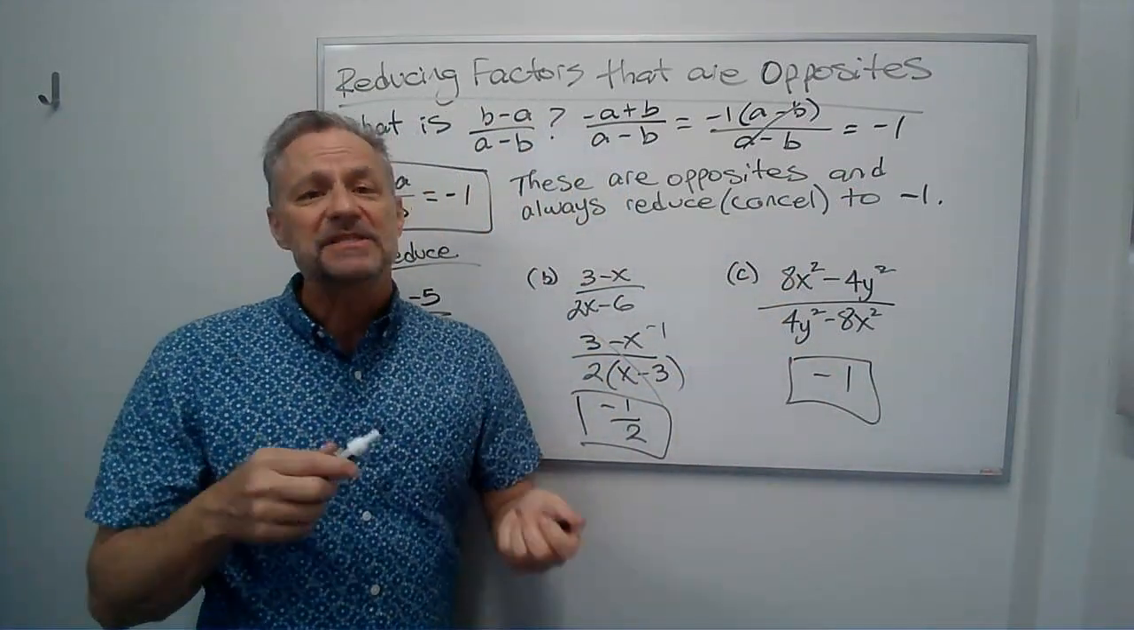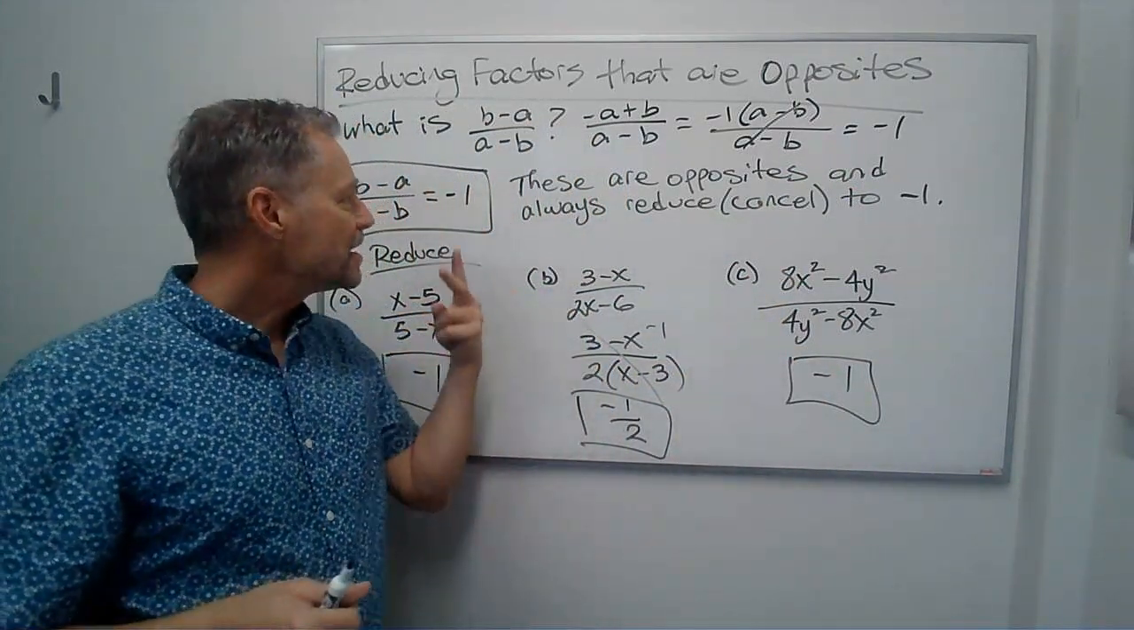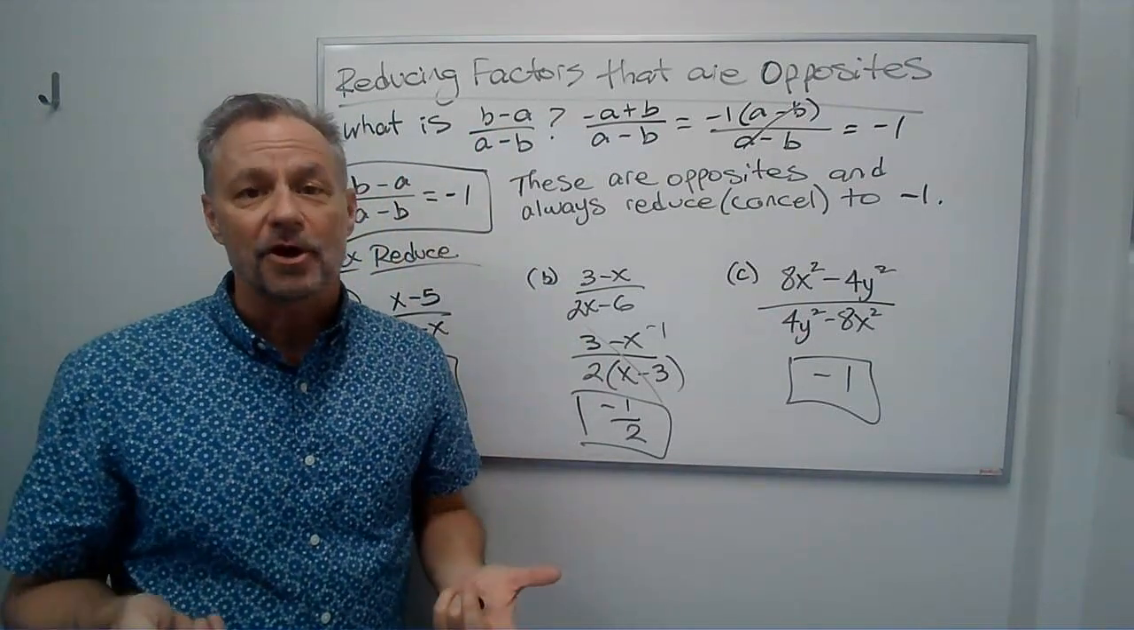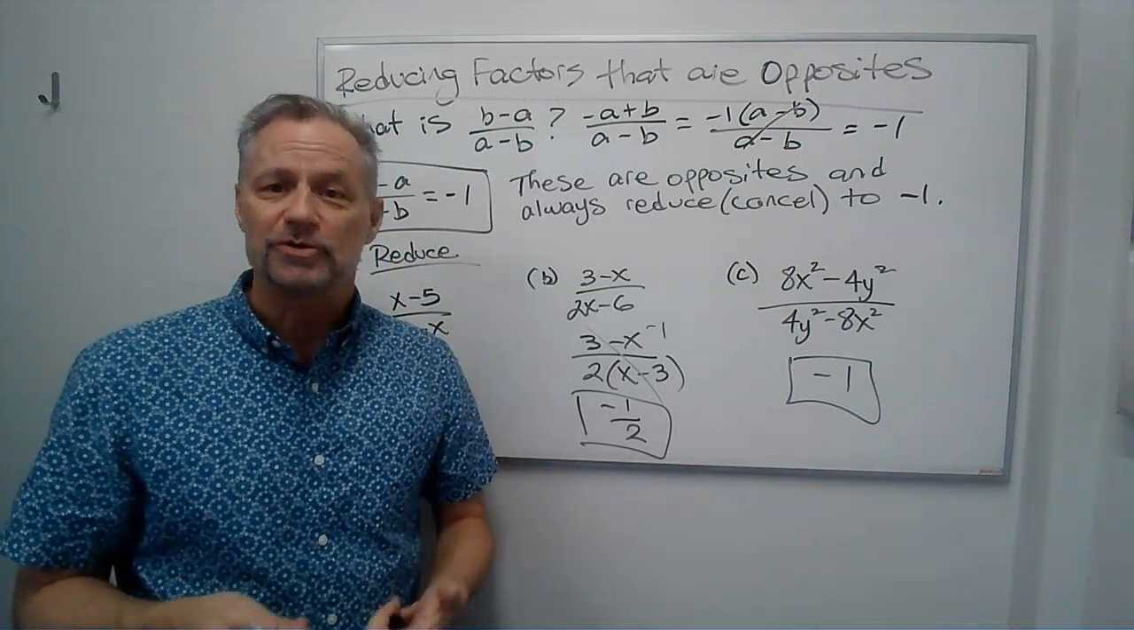So you'll see opposites periodically. A lot of times they're just flipped across the subtraction sign. Opposites always reduce to negative 1.